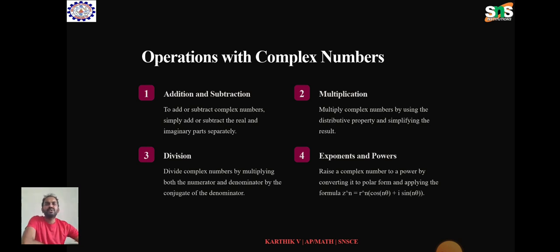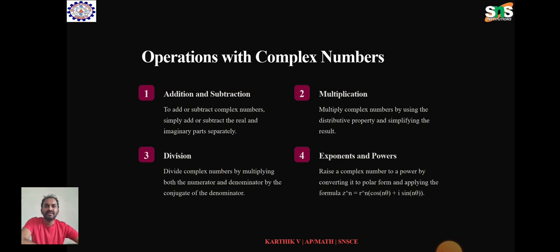Multiplication. To multiply complex numbers, you can use the distributive property and the fact that i squared equals minus 1. In multiplication, (a + ib)(c + id) = (ac - bd) + (ad + bc)i. Division. In division, (a + ib) divided by (c + id) = ((ac + bd) + (bc - ad)i) divided by (c squared + d squared).